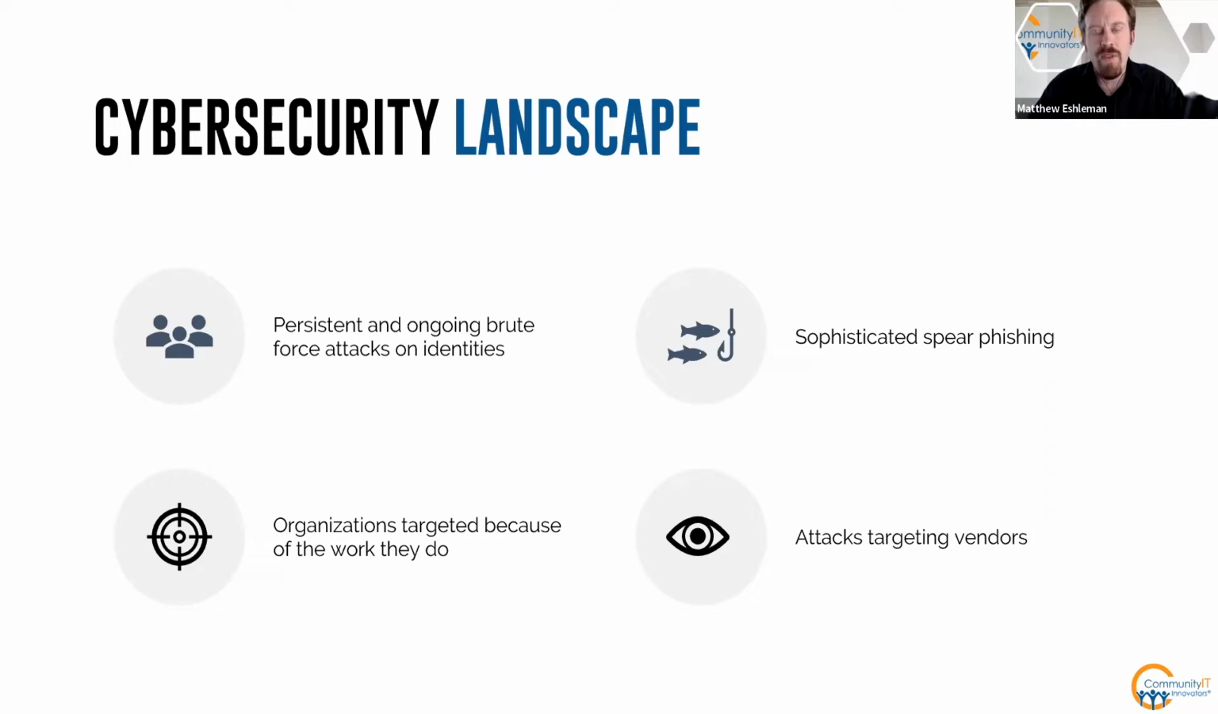We also know that there are lots of sophisticated spear phishing attacks, and in fact, it looks like some reporting shows that almost 90% of all threats come through email, and that's a really prominent avenue for adversaries to use. We also know that organizations are targeted because of the work that they do. And we see this particularly in organizations that work in the think tank or public policy space.